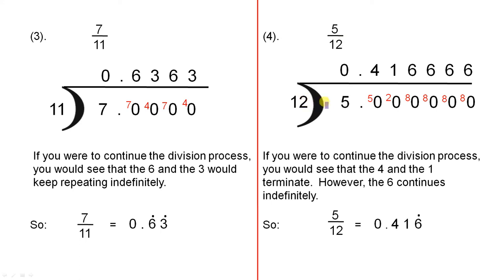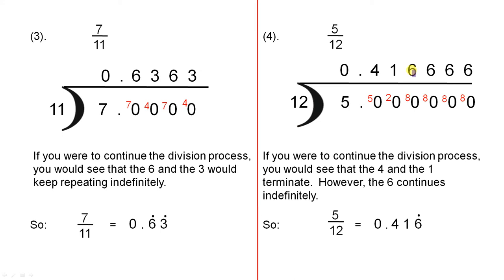12 divided into 5 point. Now put 6 zeros there. I didn't have to, but I did. We're just going to see how this works. 12 into 5 goes 0, 5 left over. 12 into 50 goes 4, because 12 fours are 48, 2 left over. 12 into 20 goes 1, 8 left over. Of course 12 ones are 12, so there's 8 left over. 12 into 80 goes 6.